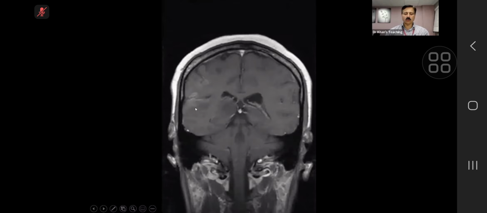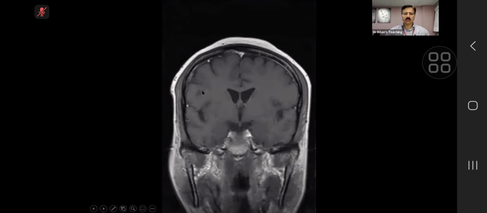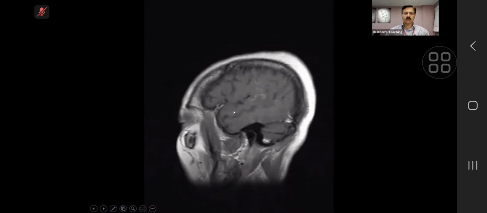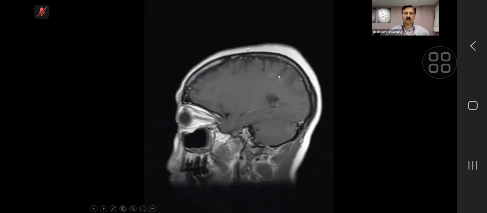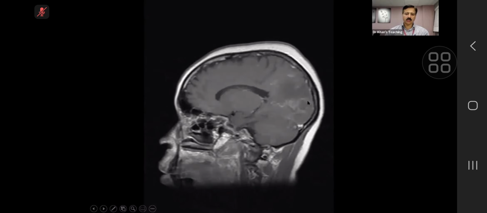Now, this is a good one just to develop your eyes, where you can see this leptomeningeal enhancement. Leptomeningeal, another deposit sitting here. And on a sagittal, look at this one. It goes along the gyrus, and then enhancement goes into the subcortical region also. Again here also, and again here.